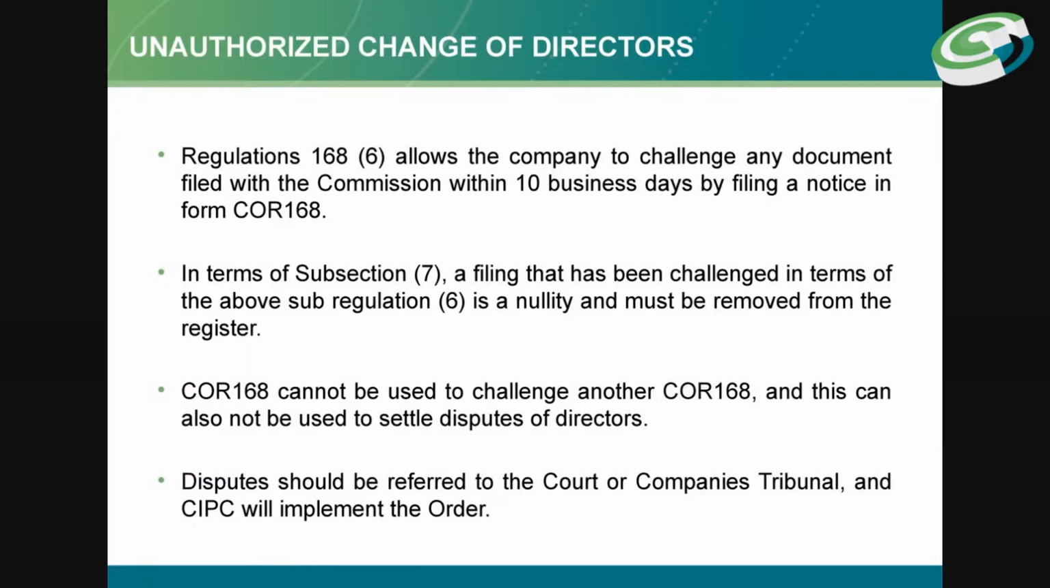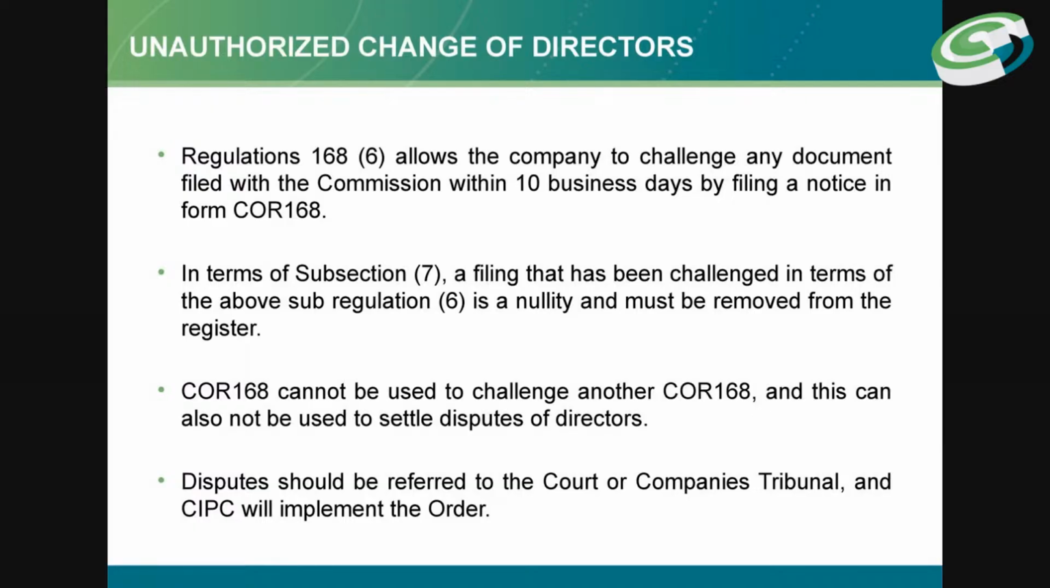So in terms of this subsection 7, a filing that has been challenged in terms of the above subsection 6 is a nullity and must be removed from the register, which means that once we receive this objection, the change that was made will become nullified after we have reversed that change. So once the person has been removed, and we receive the objection, and that objection is approved, that person cannot come back again and say, no, but the objection was wrong. It doesn't work like that.